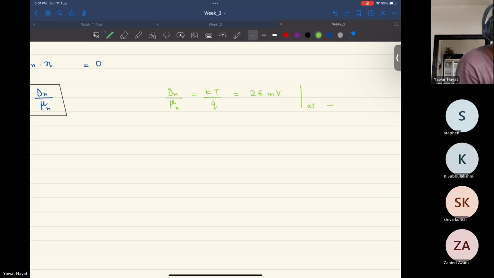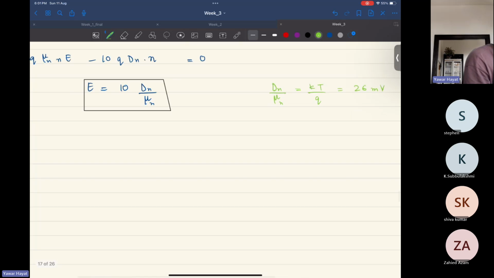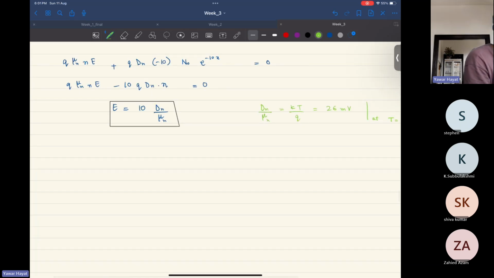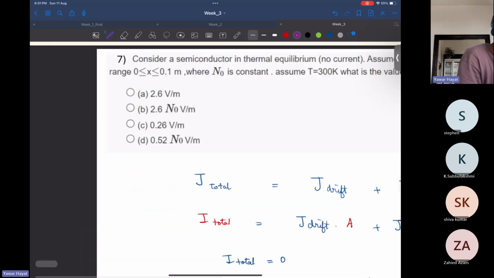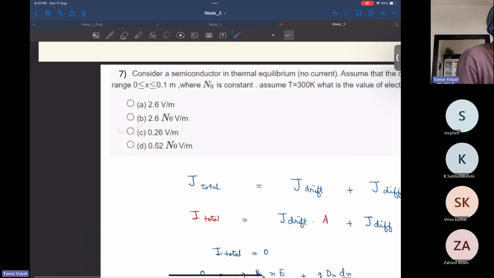This is 26 millivolt at 300 Kelvin, isn't it? So your electric field, you can plug in the values. Your electric field E is equal to 0.26 volt per meter. Right, so which option is correct? It is option C, right? Option C is the correct one.